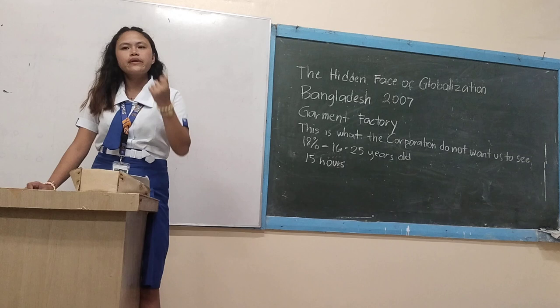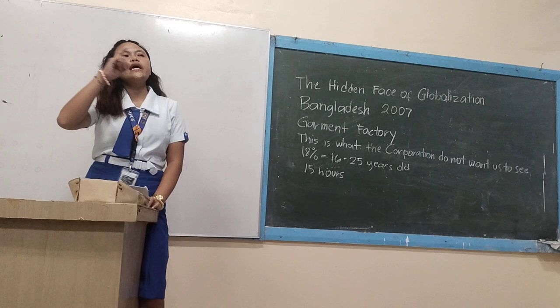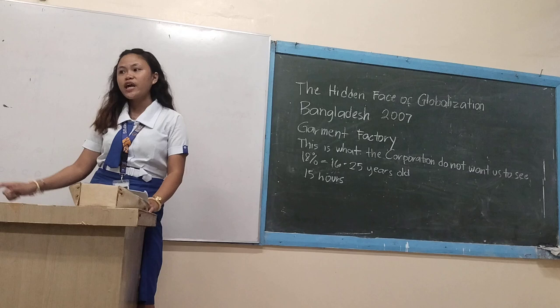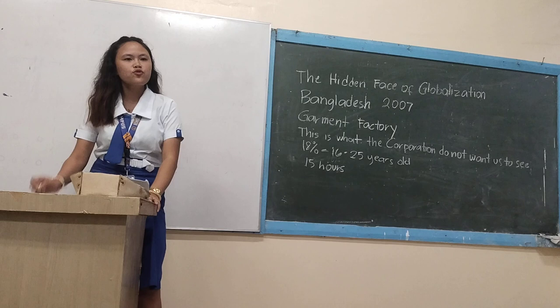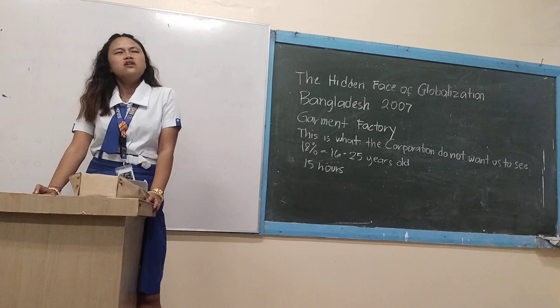Their shift is in at 8 a.m. and out at 10 p.m., or sometimes up to 3 a.m. They are forced to work overtime for 5 to 6 hours, and the pay for overtime is only 1 hour. So, 5 to 6 hours of overtime, and they are paid for 1 hour, right? That is how bad the treatment is in their factory.